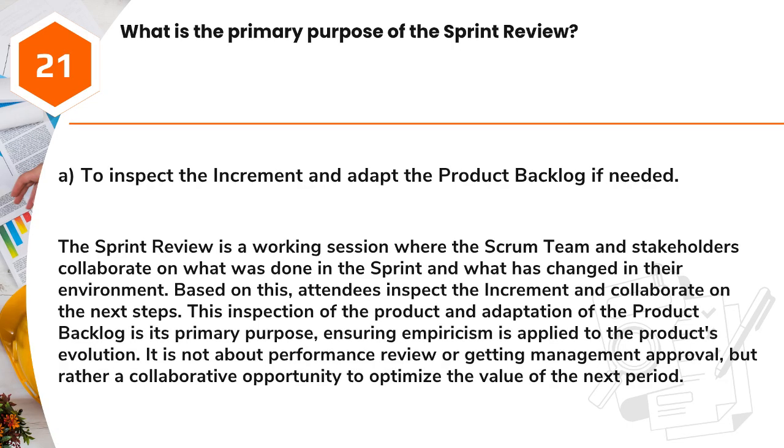Answer: A. To inspect the increment and adapt the product backlog if needed. The sprint review is a working session where the Scrum team and stakeholders collaborate on what was done in the sprint and what has changed in their environment. Based on this, attendees inspect the increment and collaborate on the next steps. This inspection of the product and adaptation of the product backlog is its primary purpose, ensuring empiricism is applied to the product's evolution. It is not about performance review or getting management approval, but rather a collaborative opportunity to optimize the value of the next period.